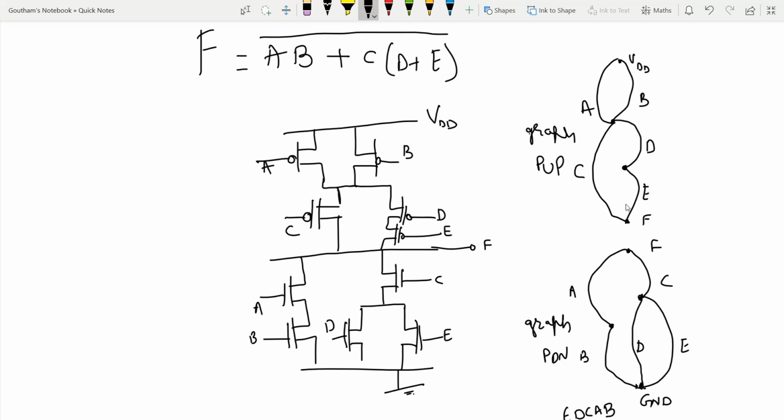Okay, so this is E, D, C, and if I have to traverse AB, I have to go back through C, but this edge I already covered. Okay, so EDCAB is not a Euler's path. Okay, let us see.